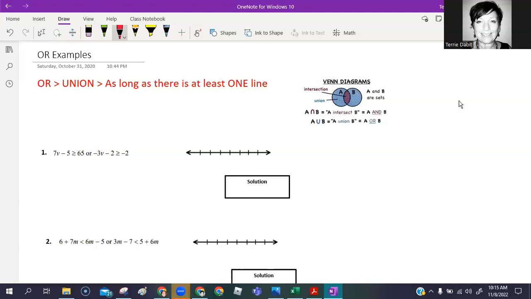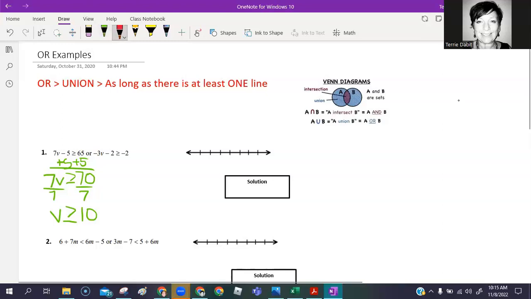All right, we're going to solve these like one-step equations. We'll do one at a time. Plus 5. So I have 7v is greater than or equal to 70. I divide by my 7. I haven't divided by a negative, so therefore I don't have to change the sign. And I get that v is greater than or equal to 10.